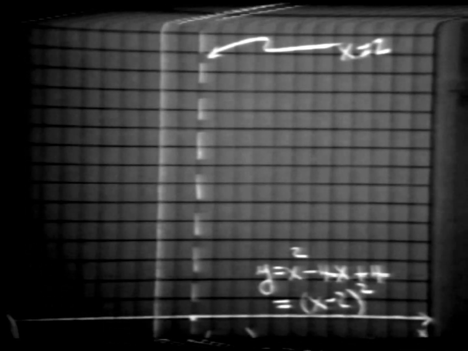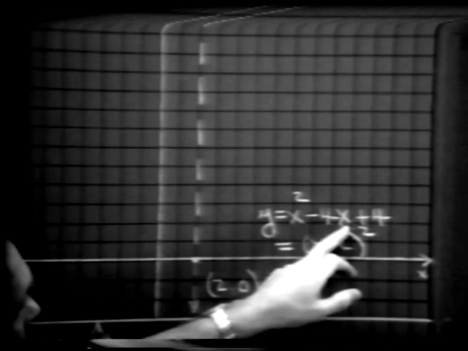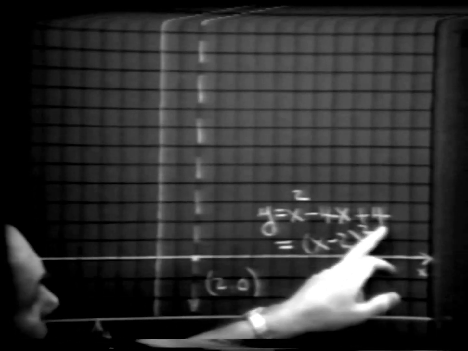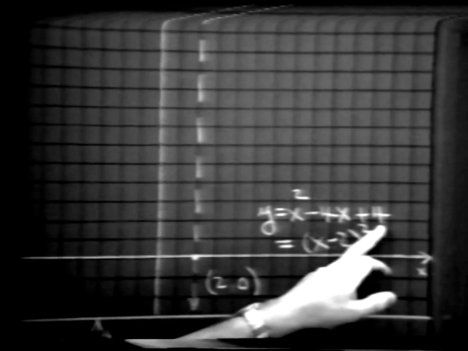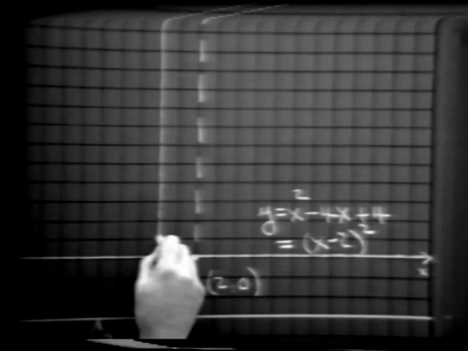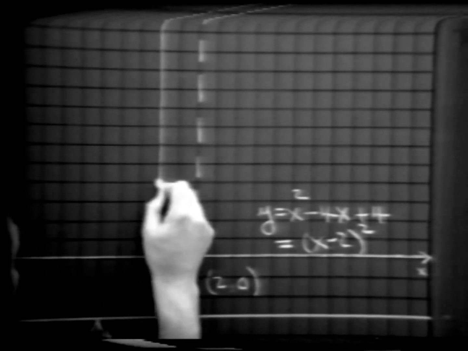Now, let's take some points. Perhaps an easy point to take is when x is 0. Looking at this equation, y must be equal to what number? Y must be 4. Is that right? So if x is 0, y must be 4. This point must be on the graph. And because of the symmetry, this point must be on the graph as well.